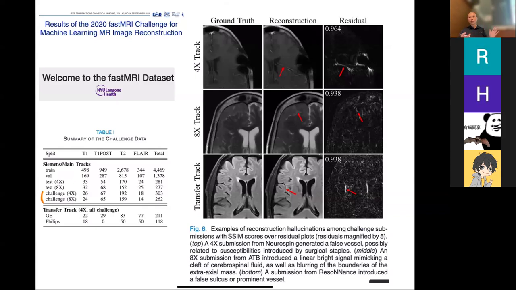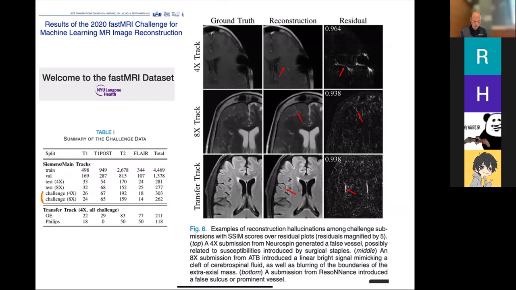Okay, and it's not been published at all, so only the people at NYU who ran this experiment. I think it was between NYU and Facebook that had this challenge set up. They also had a transfer track where the training data was from a Siemens machine, but they also gave data from GE and Philips and said, if you trained your deep learning network on Siemens, how well is it going to transfer to GE and Philips, which you've never seen before? Okay, so that's what they did.